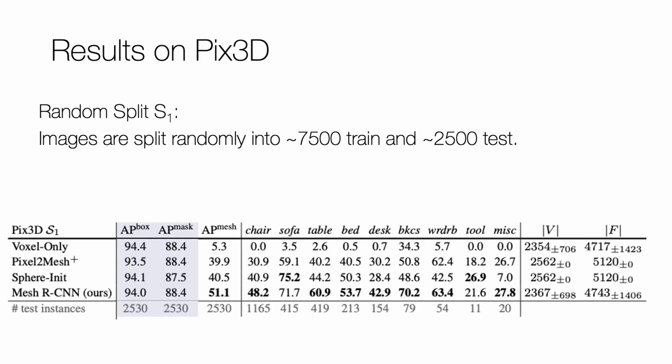On Pix3D, we evaluate Mesh R-CNN under 2 splits. First, we randomly split Pix3D into a train and test set. In this random split, 3D models can appear under novel viewpoints on both the train and test set. We compare to competing baselines, including a model which only makes voxel predictions without refinement, and mesh models which deform an initial sphere mesh, and show that Mesh R-CNN outperforms them by a large margin.